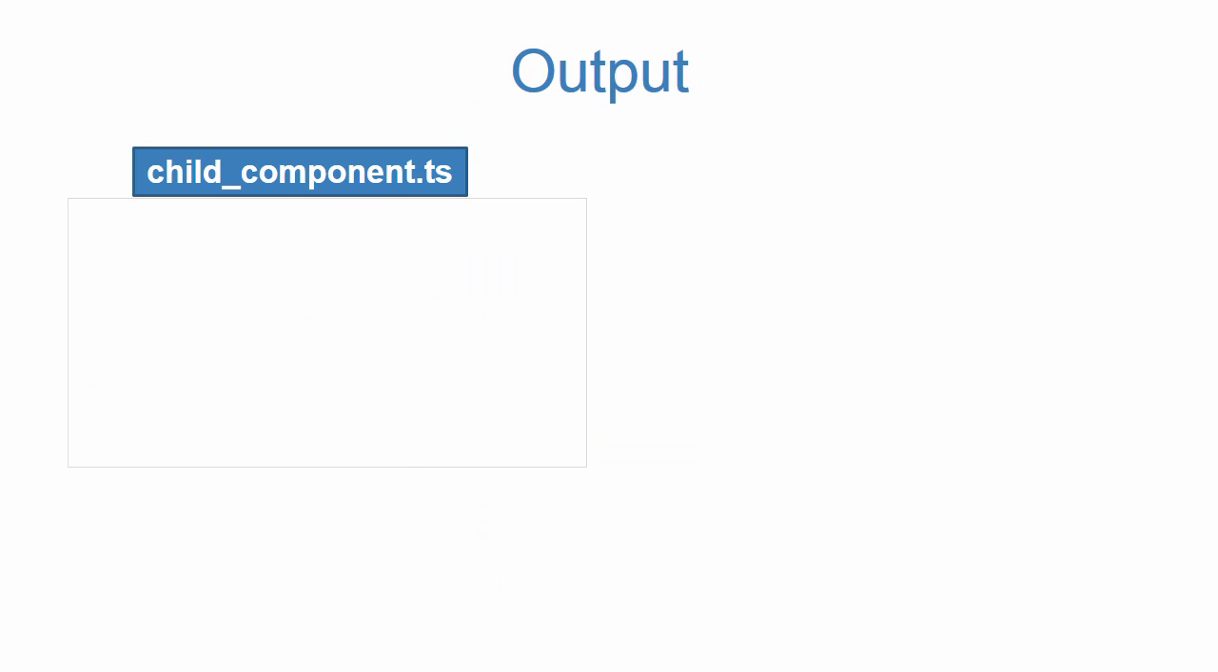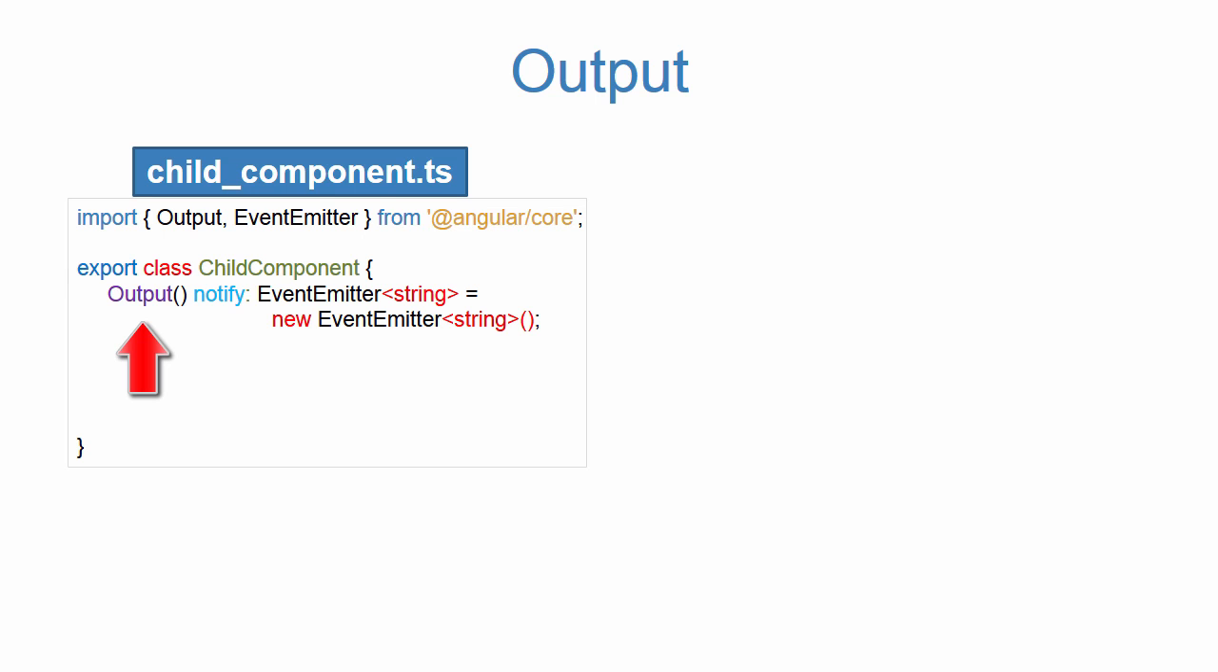The process of setting up an output to send events from child to parent works like this. So first, we open up our child component file and we import Output and EventEmitter from Angular core. Then we define an output with a decorator followed by a property name. In this case, we'll use the name notify. Notify is of type EventEmitter.